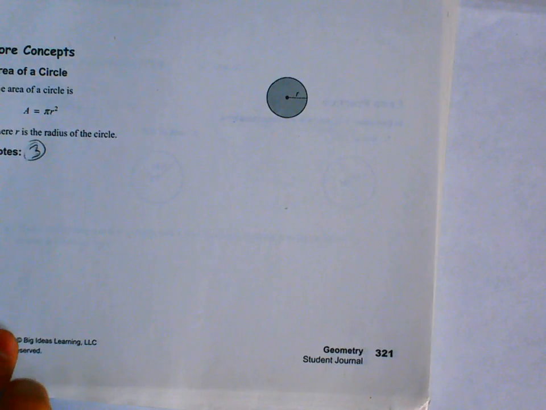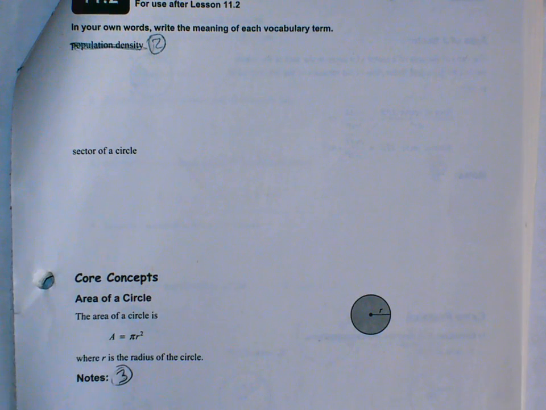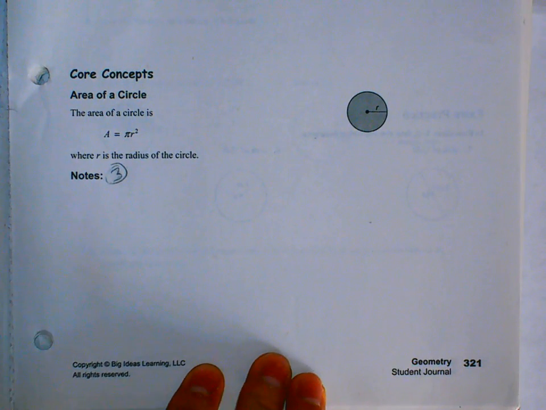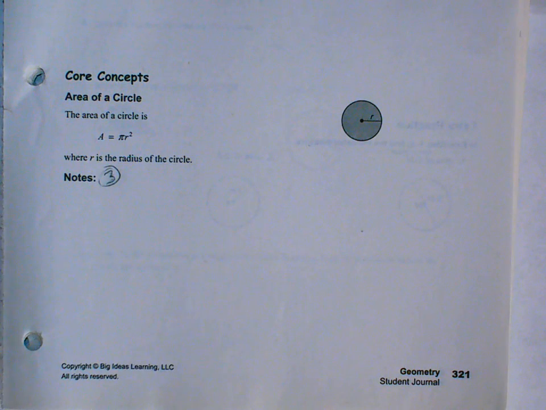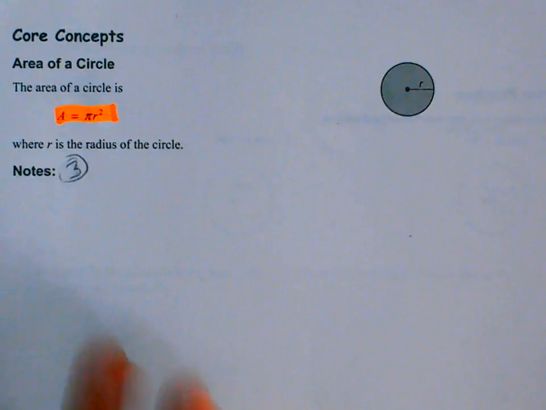Turn to page 321. Number 2 is going to go up here, and we're going to skip that population density for now. We don't really need to know about it right now. And then right at the bottom, you're going to do number 3. Here, it's very important for you to look at the equation for the area of a circle. The area of a circle is equal to pi multiplied by the radius quantity squared. This is on page 321.